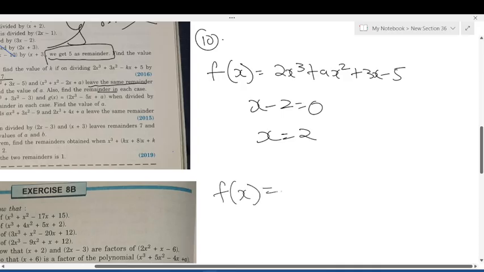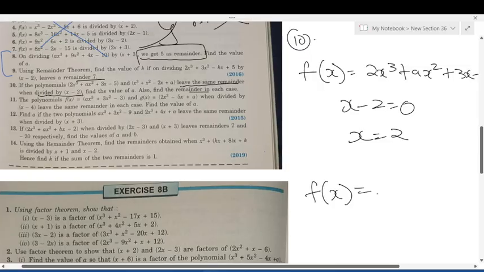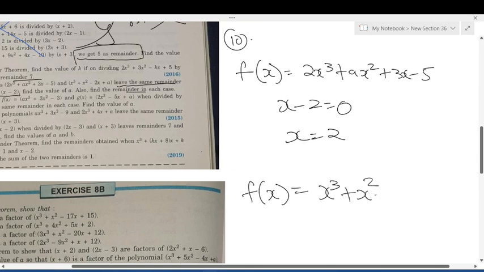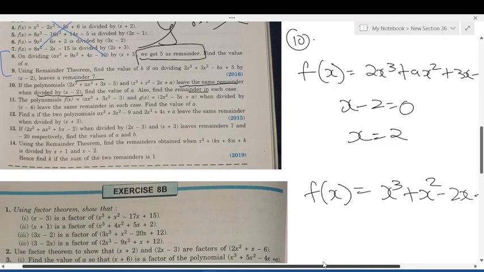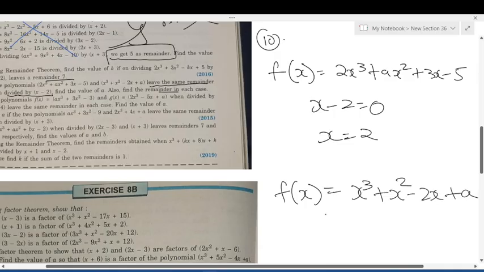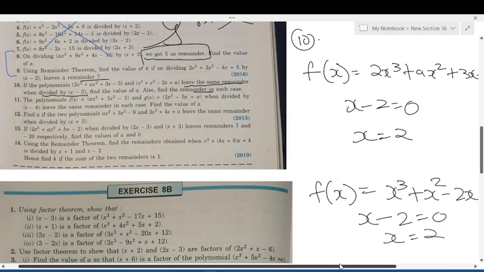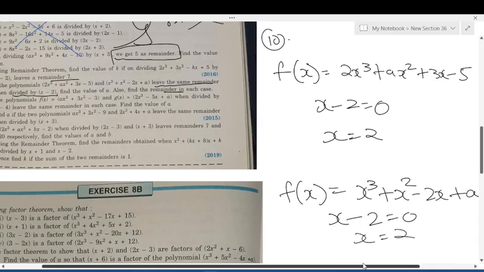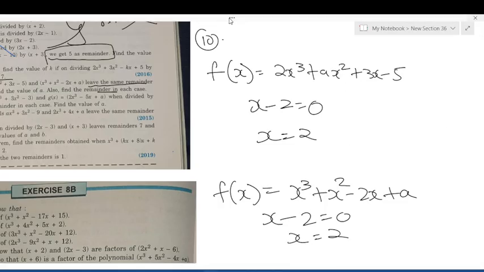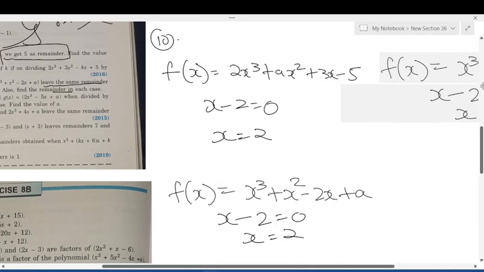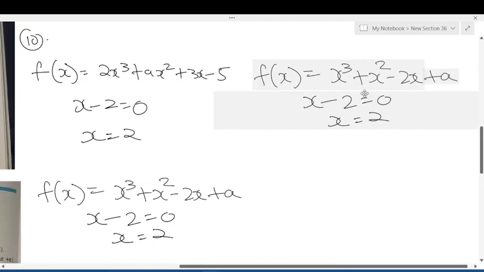F of x is equals to second equation, x cube, second polynomial, x square minus 2x plus a. X cube plus x square minus 2x. Even for this, take the same divisor. X minus 2 is equals to 0, x is equals to 2. Don't do it, I'll check the question. 2x cube, ax square, 3x. X cube, x square minus 2x plus a. Yeah, complete these two equations, students. Try both the equations. I'll tell you how to find the value of a.